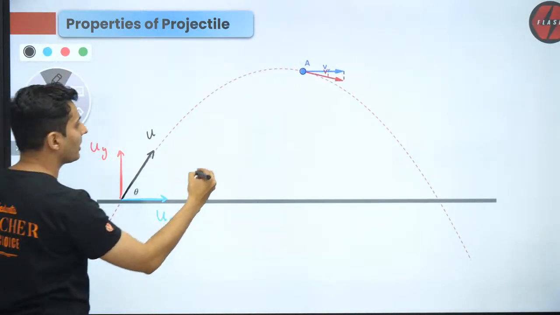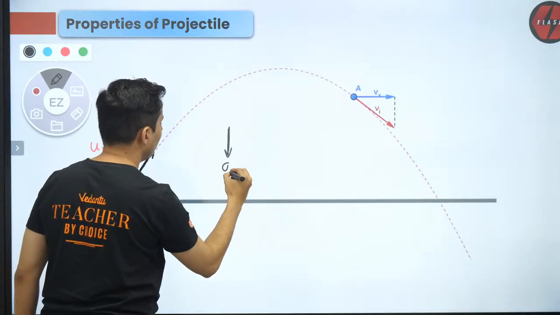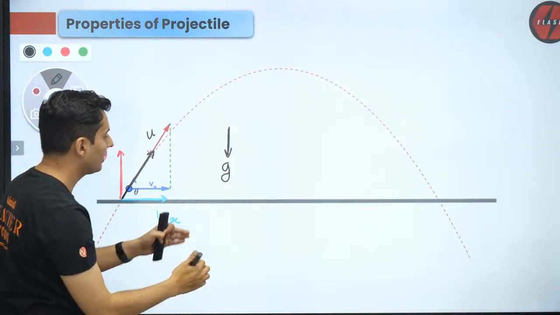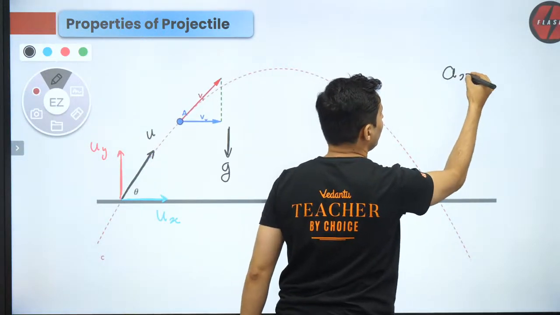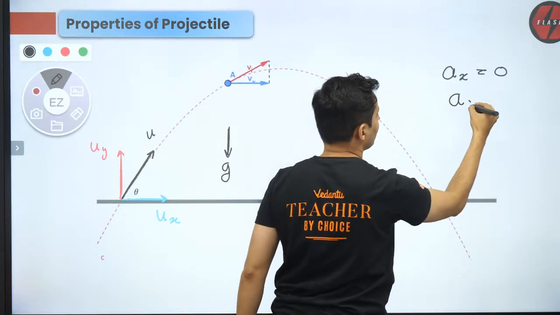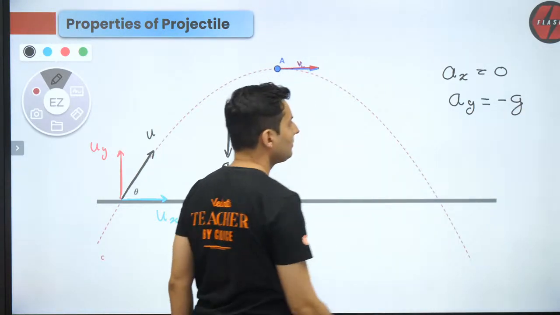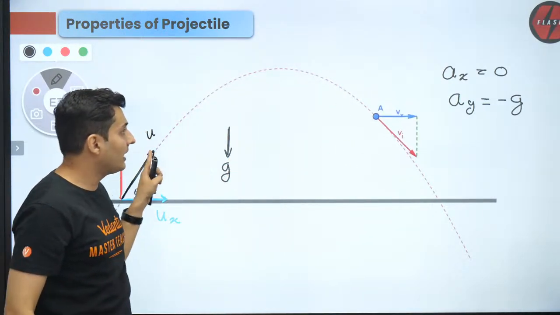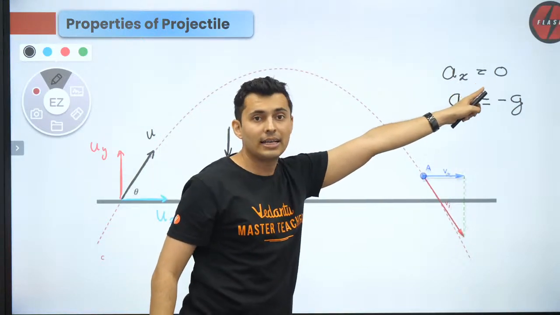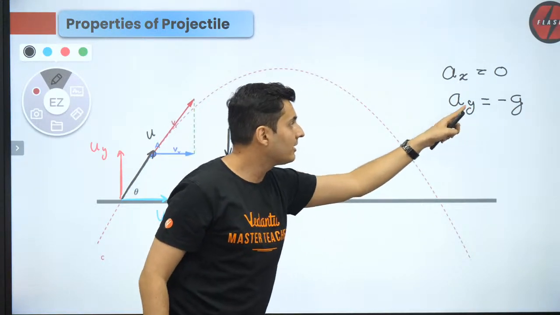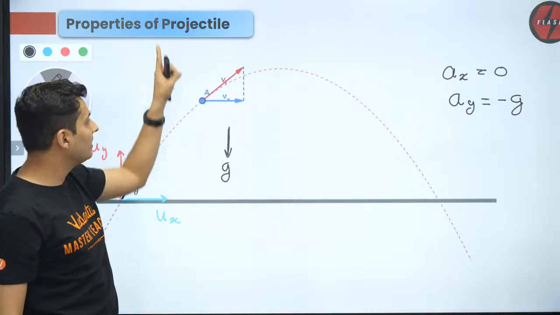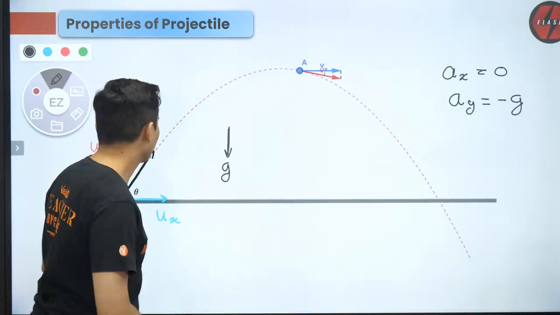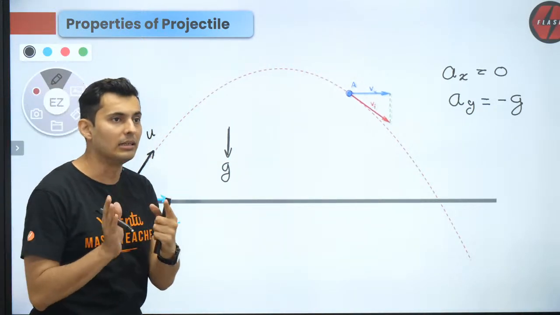The acceleration due to gravity only acts down. If this is y and this is positive x, think about it. The acceleration in the x-axis is zero, whereas the acceleration in the y-axis is minus g. This is very important to know. Because there is no acceleration in the x-axis, there is no component of acceleration in the x-axis. Same way, acceleration due to gravity acts vertically downwards. Since positive y is upwards, I am going to say acceleration in y is minus g. I hope this is clear.